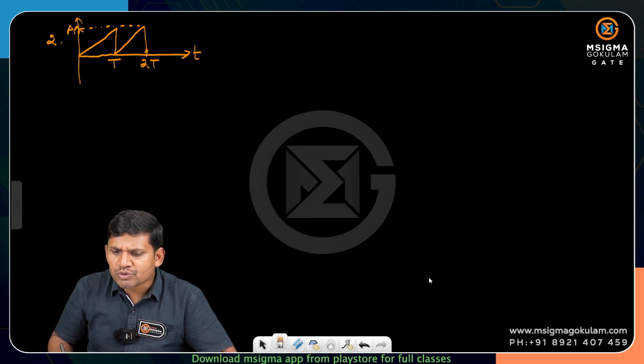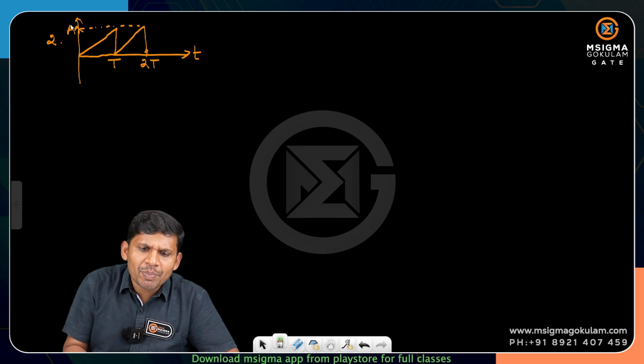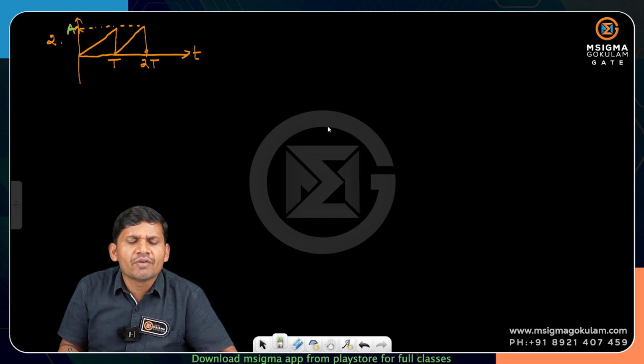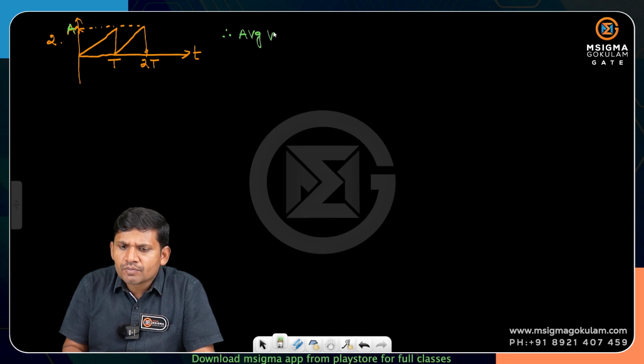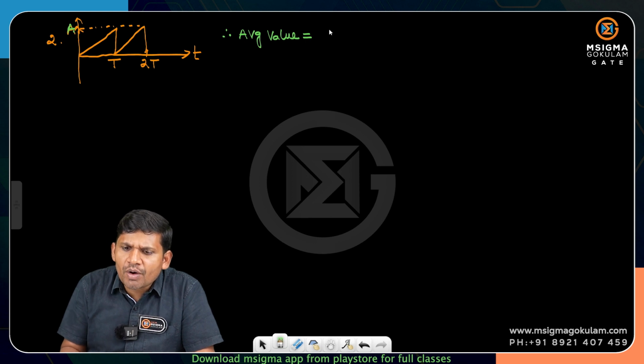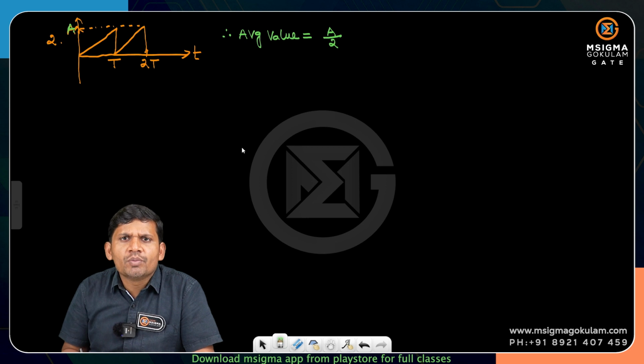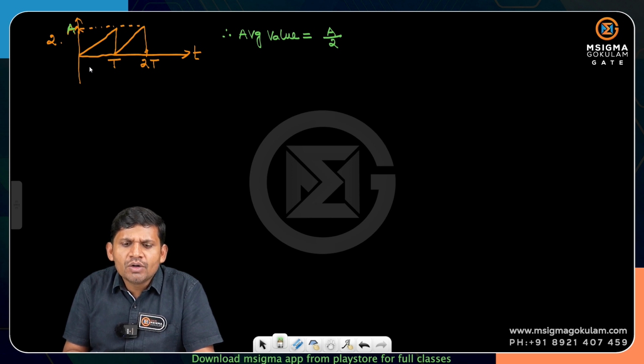Then for this waveform, students, one method is you apply the integration method and calculate average and RMS value. But directly I am writing. What is the average value of this waveform? The average value is A by 2, amplitude by 2. One method to calculate the average value is area under the curve, that is, half base into height by total time period T. Then we get A by 2 only.